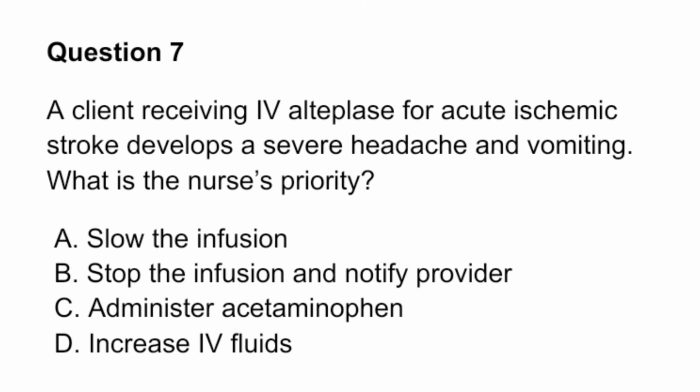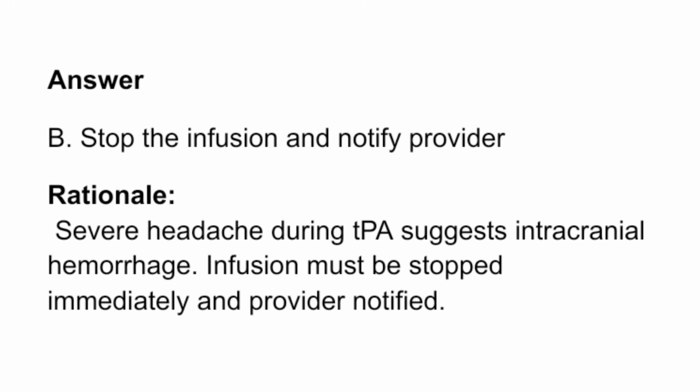Question 7. A client receiving IV alteplase for acute ischemic stroke develops a severe headache and vomiting. What is the nurse's priority? A. Slow the infusion. B. Stop the infusion and notify provider. C. Administer acetaminophen. D. Increase IV fluids. Answer: B. Stop the infusion and notify provider. Severe headache during tPA suggests intracranial hemorrhage. Infusion must be stopped immediately and provider notified.